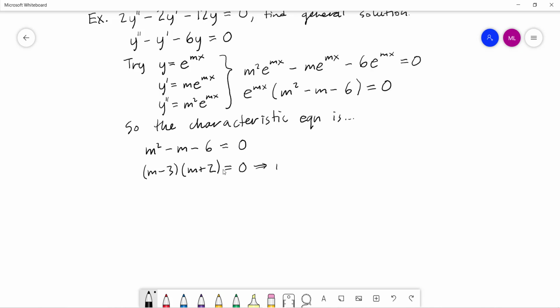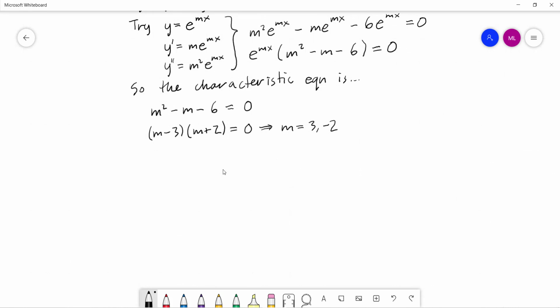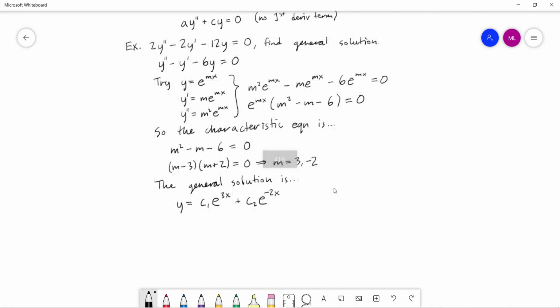In this case, the values of m are either 3 or negative 2. And so the general solution is the following. We've got two real distinct values. The general solution is that y is going to be equal to c1 times e to the this particular mx, so c1 e to the 3x, plus c2 e to the negative 2x. Those are my m1 and m2 values that we're plugging in. So here's the general solution to that equation. Done, just like that.